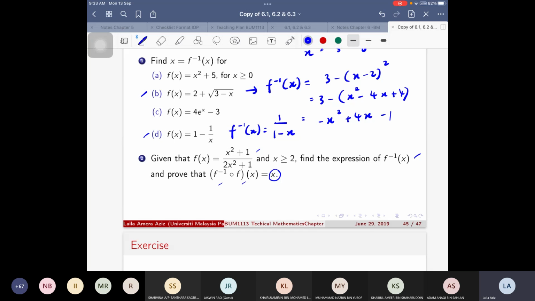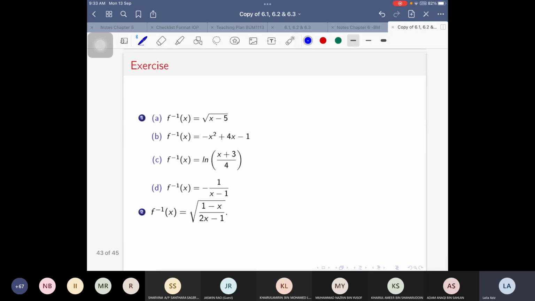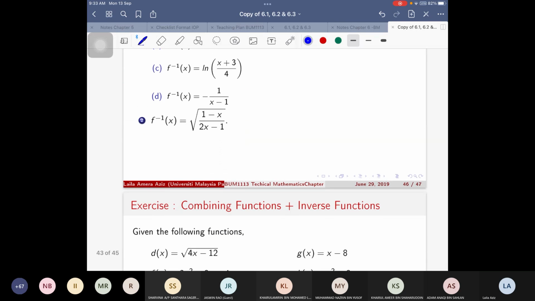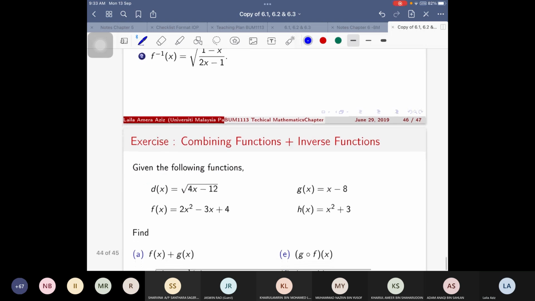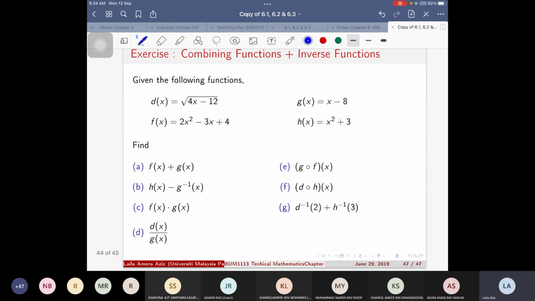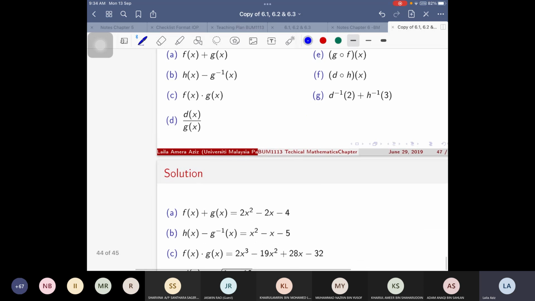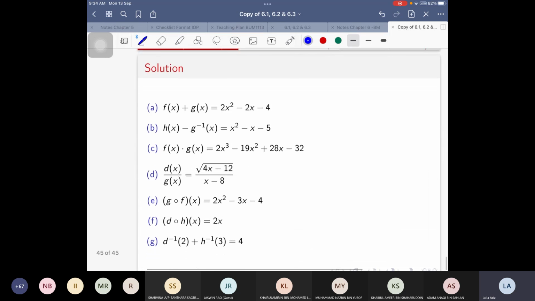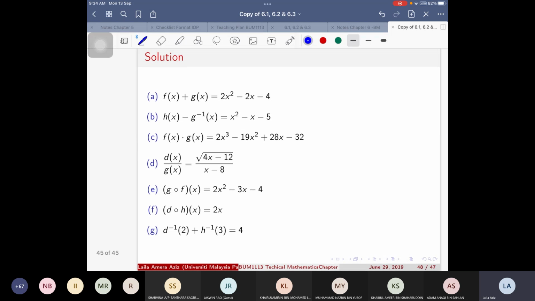Okay, so yang ni I tak nak discuss. You can have a go at it for yourself. Ni solution pun I dah bagi siap-siap. So you can try them all on your own. This is somewhere else. Okay, ni pun adalah exercise, combining function dan juga inverse. So later when we are done, saya akan bagilah dekat you this PDF file. So you boleh try buat all the exercise.